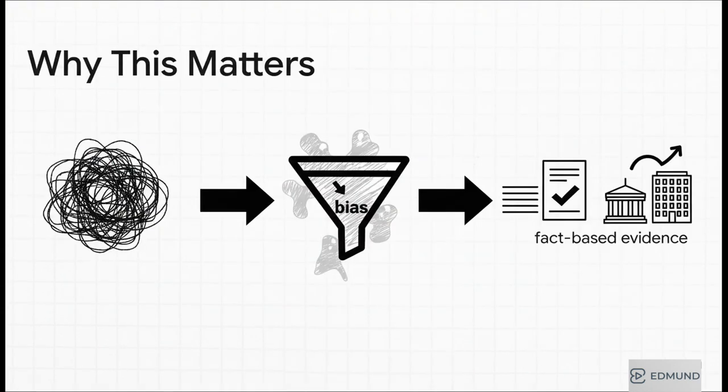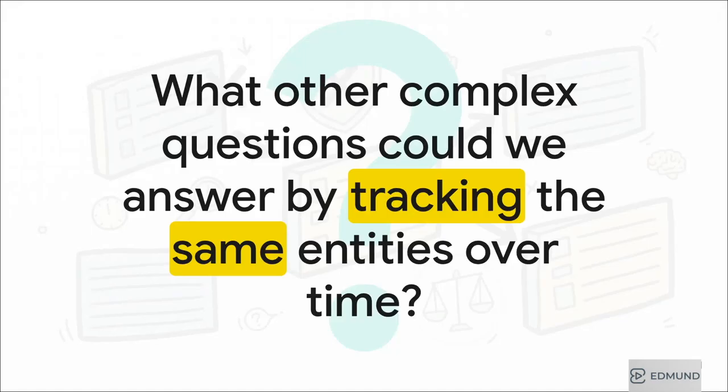So this is why it all matters so much. This method allows analysts to move beyond simple and, let's be honest, often totally misleading correlations. It helps filter out all that hidden bias, giving decision-makers much more reliable, fact-based evidence so they can build smarter policies and better business strategies. And that's really the big takeaway here.